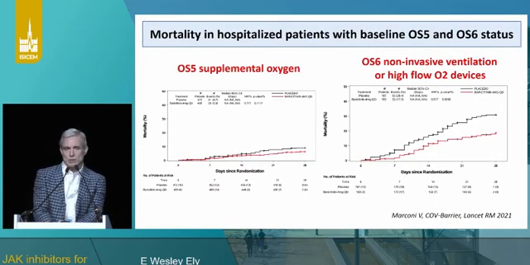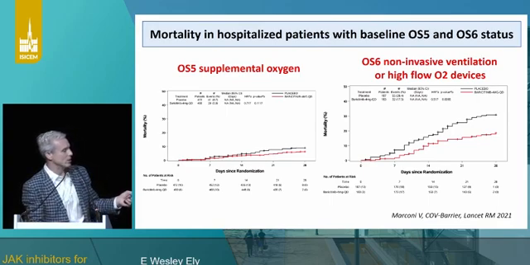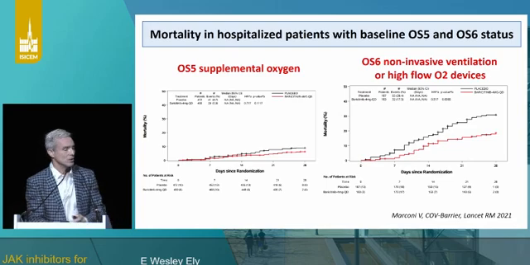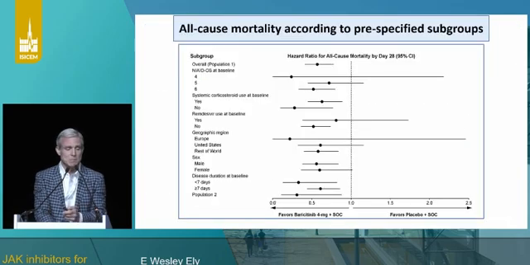The sicker the patient, the higher the absolute risk reduction in death. Here you can see the subgroup of just those who were on BiPAP or high flow, and you can see a very nice differentiation between survival between placebo and baricitinib with an absolute risk reduction of 10%.